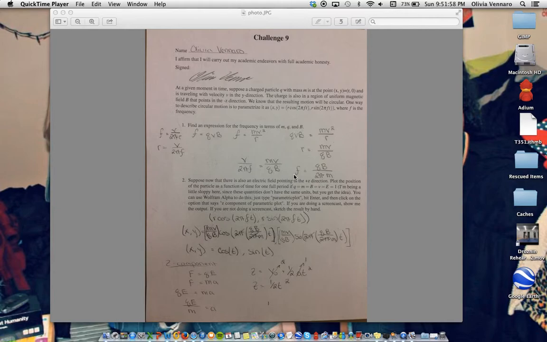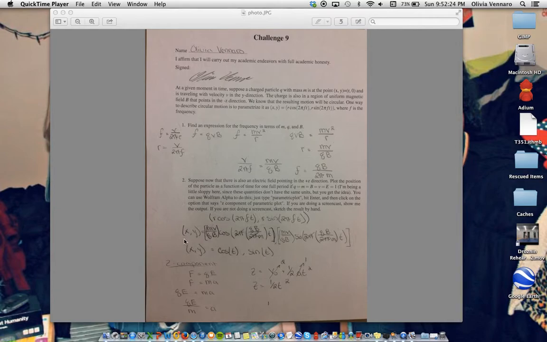So for part 2, I took the circular motion description given above, and I substituted the formulas found in part 1 for frequency and radius. Just the radius one and the frequency one. And because m, v, q, and B all equal 1, and the 2 pi's cancel out, the circular motion simplifies to just this right here.